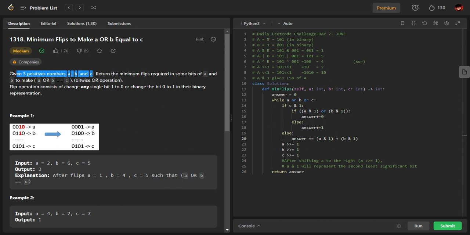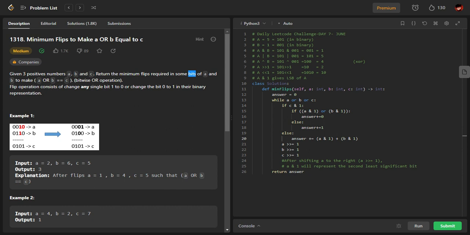What is flipping here? We are talking about bit manipulation. When we talk about a bit, flip means reversing it. That means if it is zero, flipping it to one. If it is one, flipping it back to zero. That is what is called flipping. Return the minimum flips required in some bits. Ultimately, they have given this hint: we are talking about bits here.